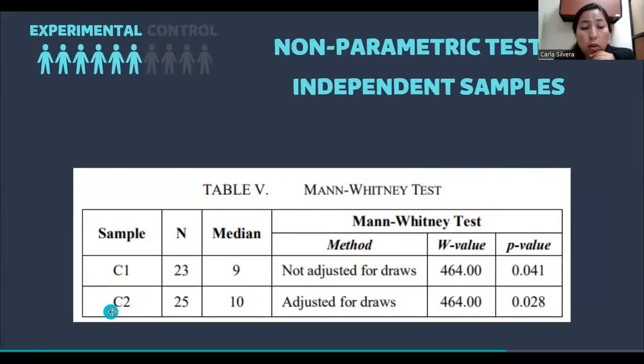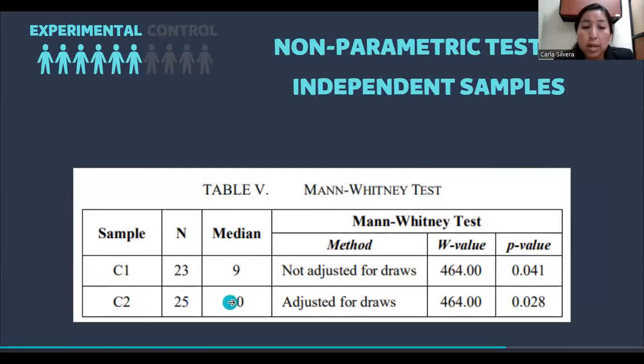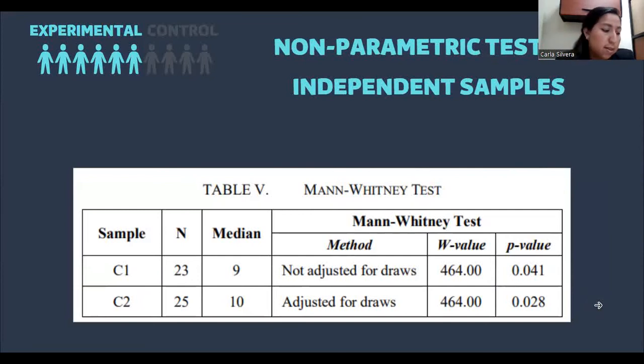In the experimental group, the median of the result is higher than the other one, and the p-value is lower. That means that we cannot discard that the research hypothesis is true. It means that we do not reject the hypothesis.